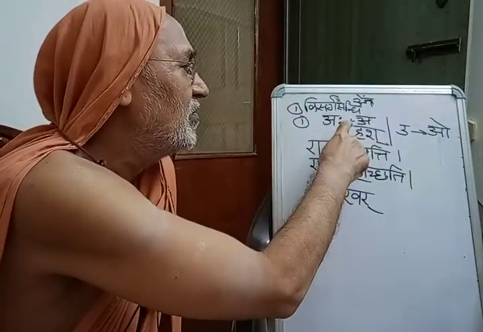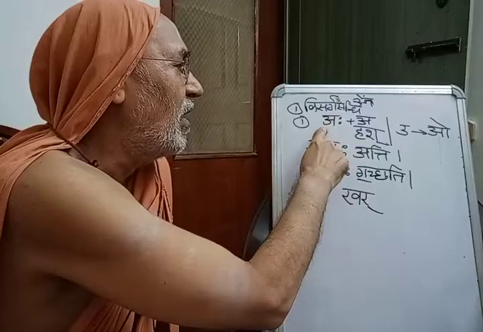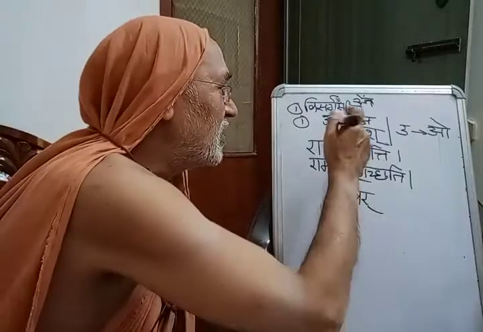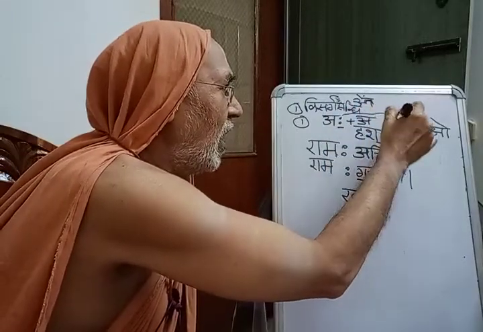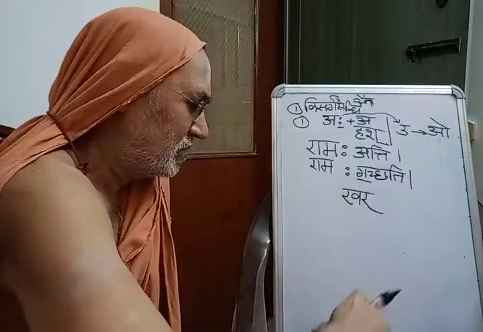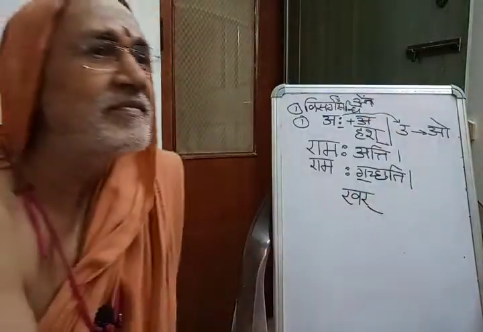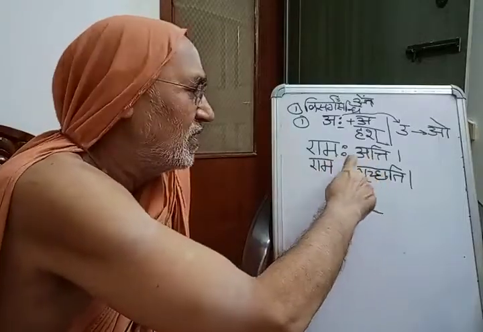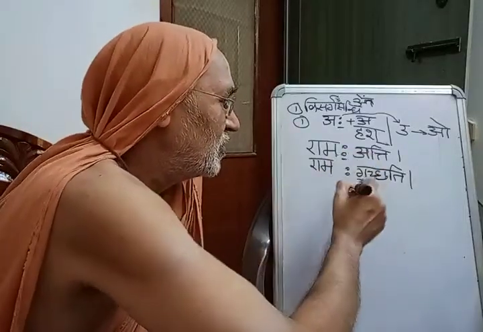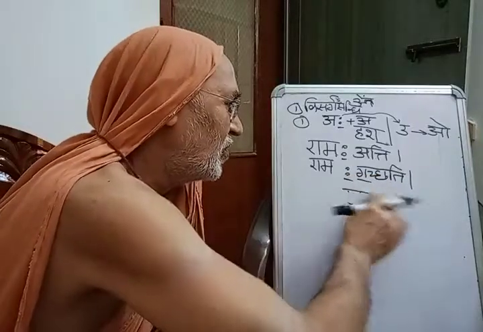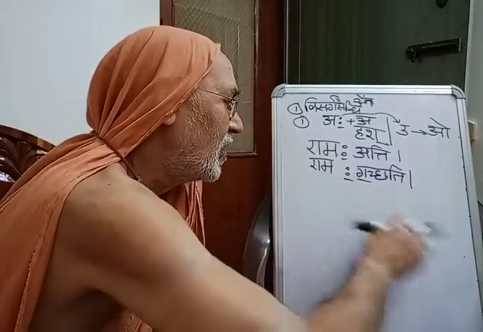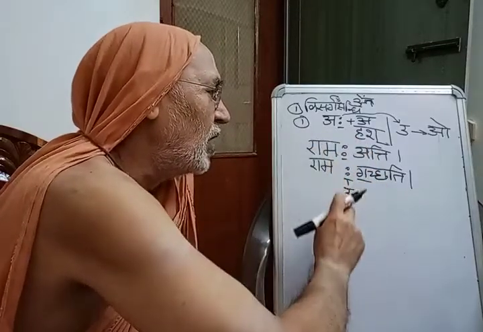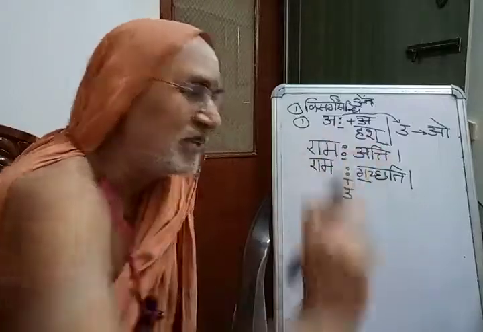Here he says, Visarga preceded by A, or followed by A, or followed by Hush. What happens? This Visarga changes to U. Now, Ramaha atti. So this Visarga changes to U. Now what happens? Rama U atti. Rama U gacchati.